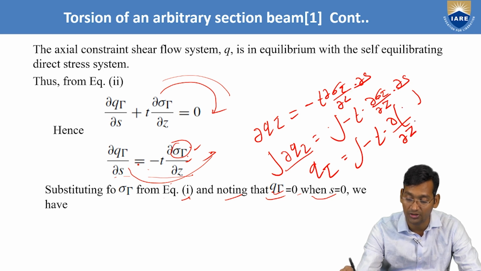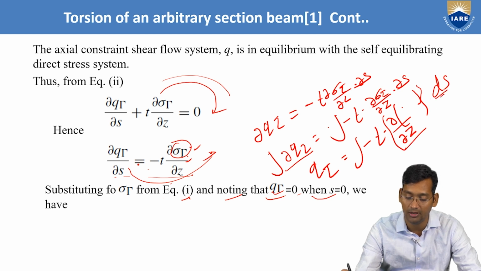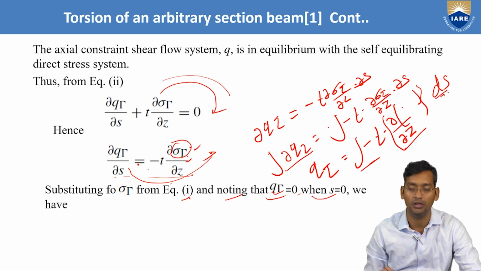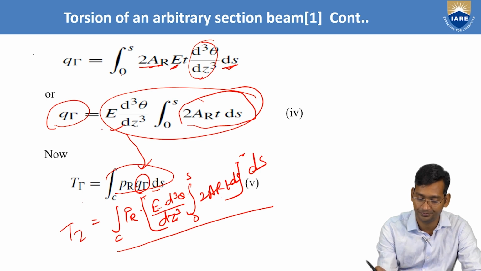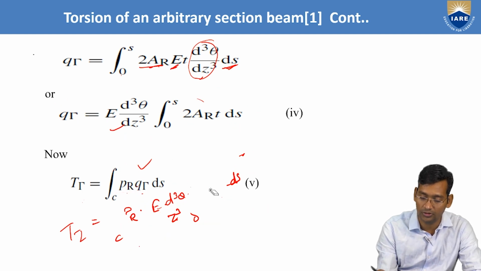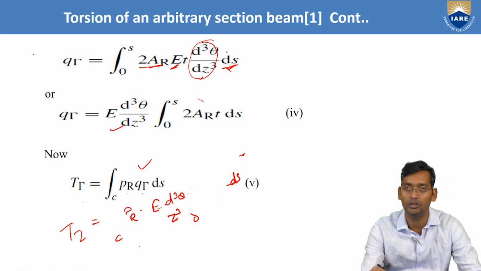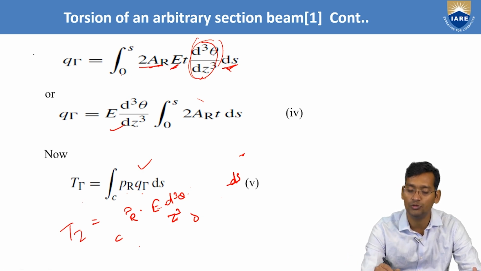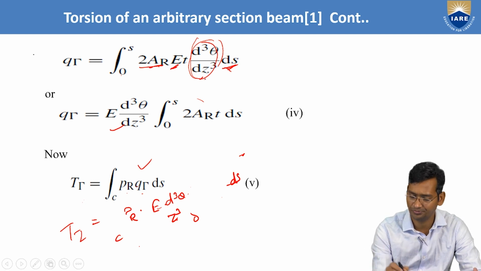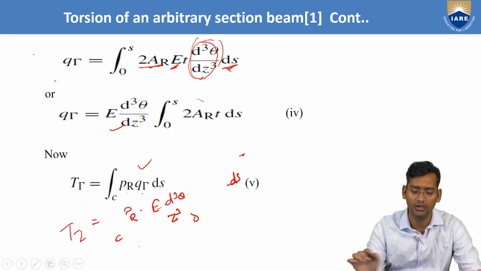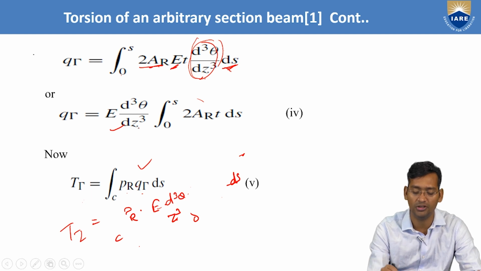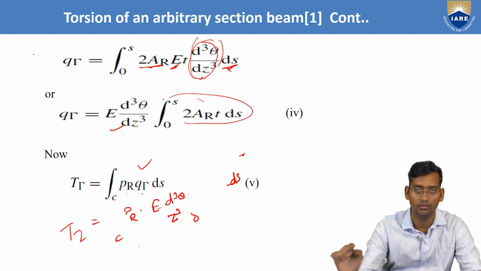So after substituting, differentiate, and whatever you get after differentiating, multiplied by ds, you have to integrate, and that is here. So Q tau is 2AR E d q theta by dz after differentiating once again. Now you have to integrate this from 0 to s. Here E d q theta by dz q is constant, so that will be out of the integral. So Q tau is E d q theta by dz q, integral 0 to s of 2AR t ds.